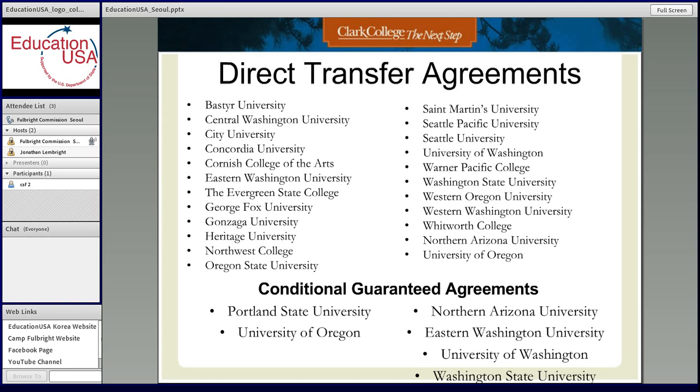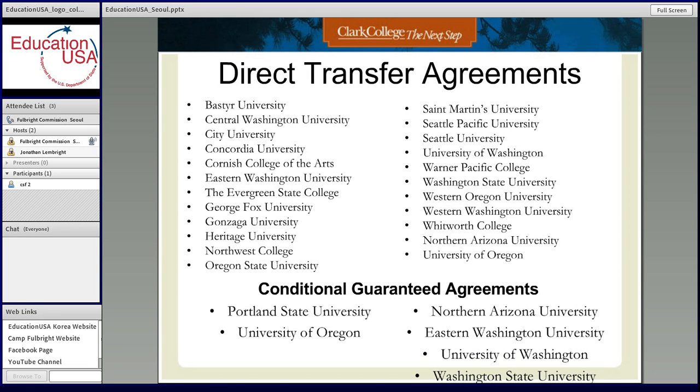At Clark College, we have direct transfer agreements with over 20 universities. Most all of these universities are located in Washington and Oregon states. We do have one also at Northern Arizona University. What this means is these universities recognize all of the credits that Clark College offers. We are an accredited community college, and so all of the credits that you earn at Clark College transfer seamlessly to the universities listed here.